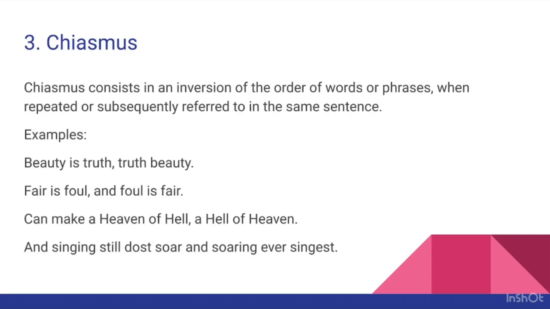Fair is foul and foul is fair. Can make a heaven of hell, a hell of heaven. And singing still dost soar, and soaring ever singest. See, in all these cases, the phrases have been inverted. The order of words or phrases has been inverted in all these sentences, and these inversions occur in the same sentence. Okay, then that is going to be called chiasmus.